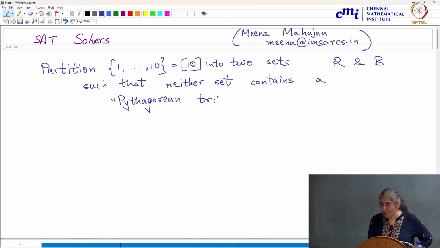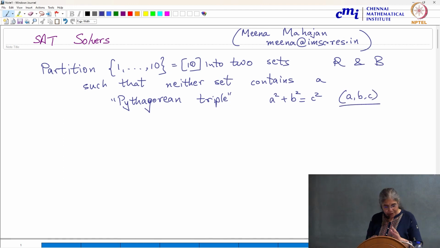So did you hear a lot about Pythagorean triples in the previous talk? No, not at all. Okay, but you know what a Pythagorean triple is? Three numbers a, b, c such that a squared plus b squared is equal to c squared. Any such triple is a Pythagorean triple. You just want to partition the numbers 1 to 10 into two sets. How would you do this? There's more than one way of doing this.